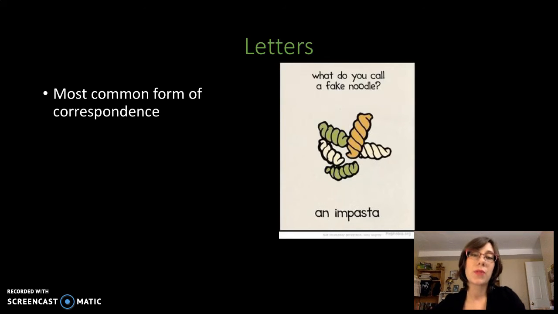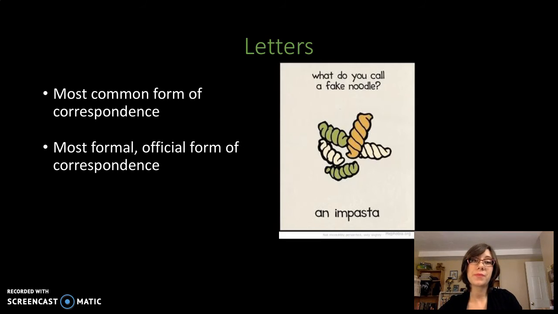All right, so letters are the most common form of correspondence for businesses. They're more common than emails, and they're more common than memos, which is why we're writing 3 of them. We're going to get a lot of practice writing good letters. They are the most official form of writing that you'll do. So memos are less formal, and so are emails, and so are some other things.